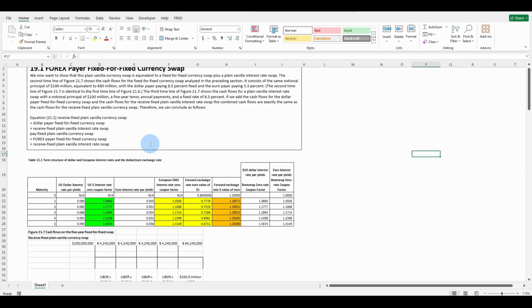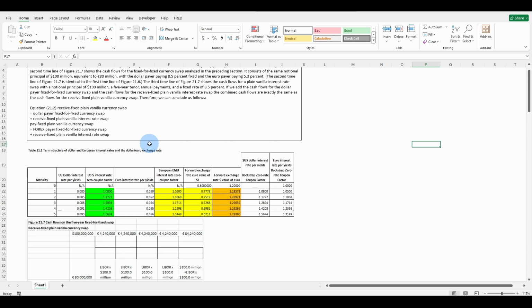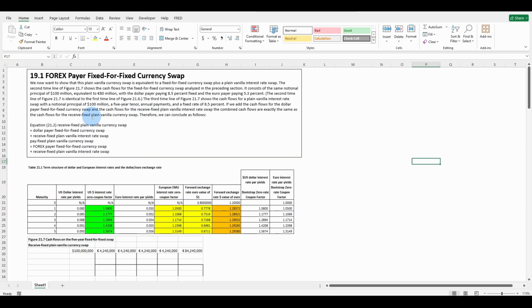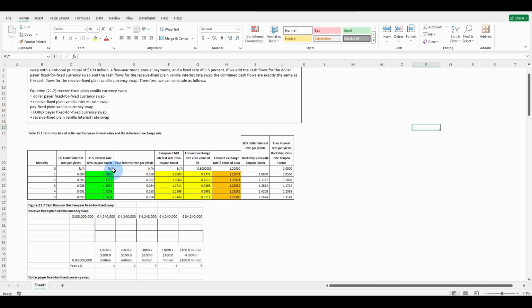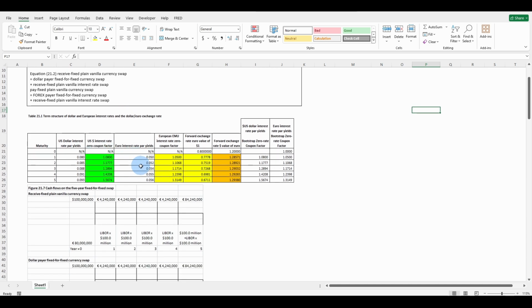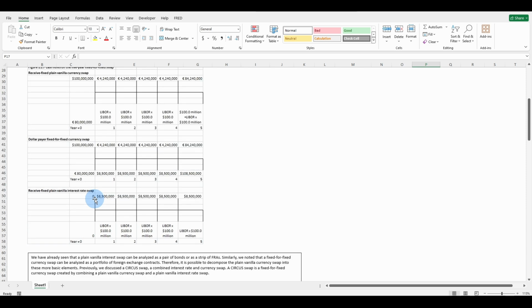Here we are really deep in the woods. You're asking, why are we doing this? Again, you're combining plain vanilla swaps with plain vanilla swap plus a plain vanilla swap. It's a receiver fixed and then the combination thereof. And then the format is going to be the same as I discussed.